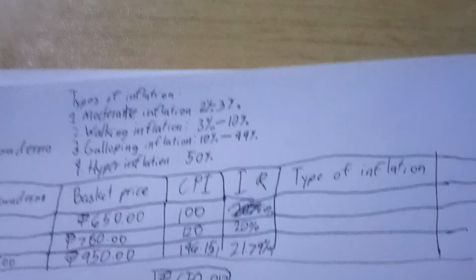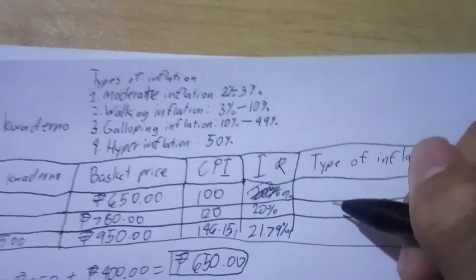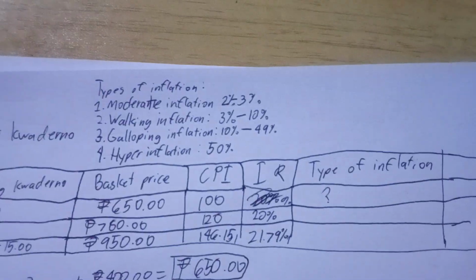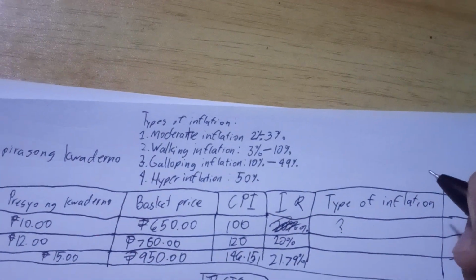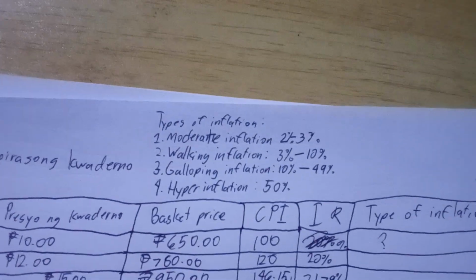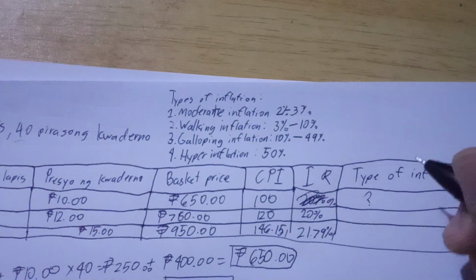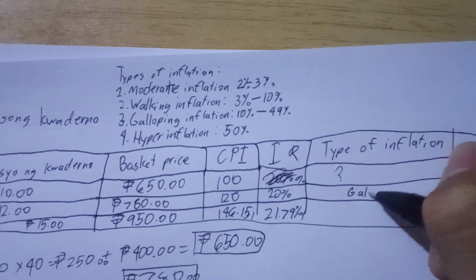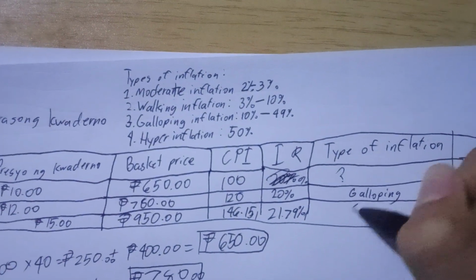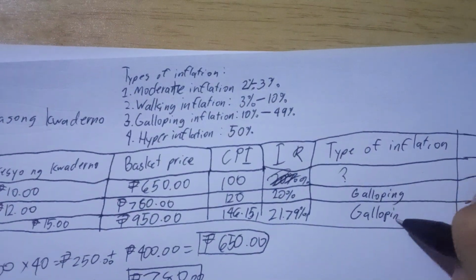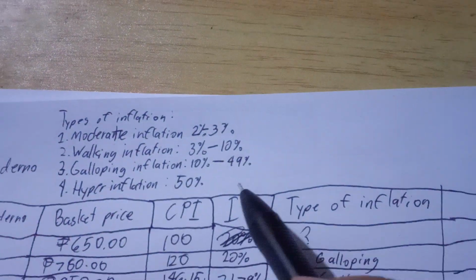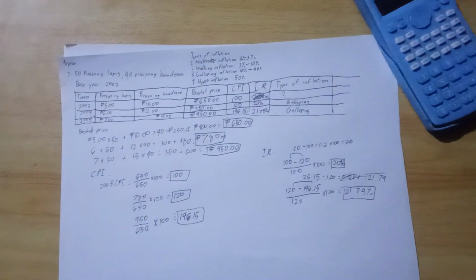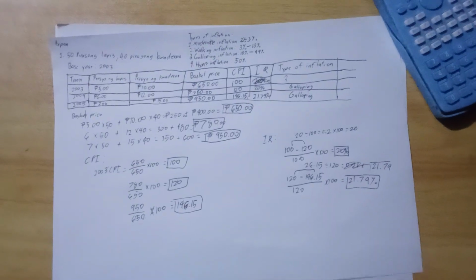We subtract the CPIs and multiply to get the IR. And then the type of inflation for the 0% we don't know really, because there's no inflation for 0%, but for 20% and 21.79% from 2004 and 2005, it is galloping inflation because it's within the range of 10 to 49%. Here you can screenshot it so you can understand it more.